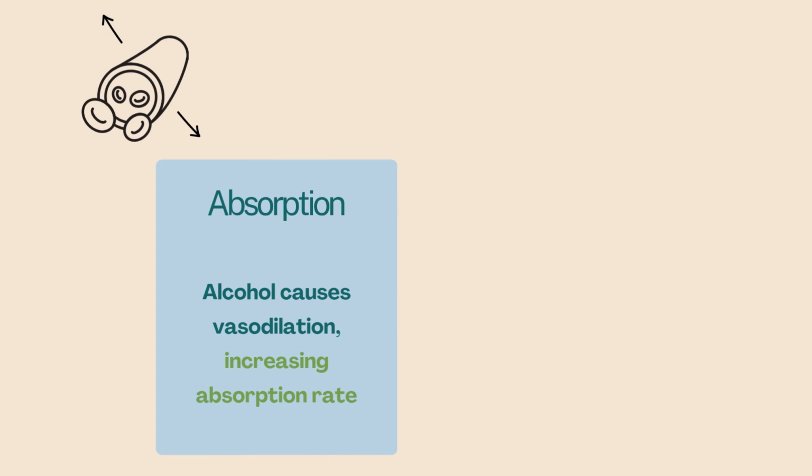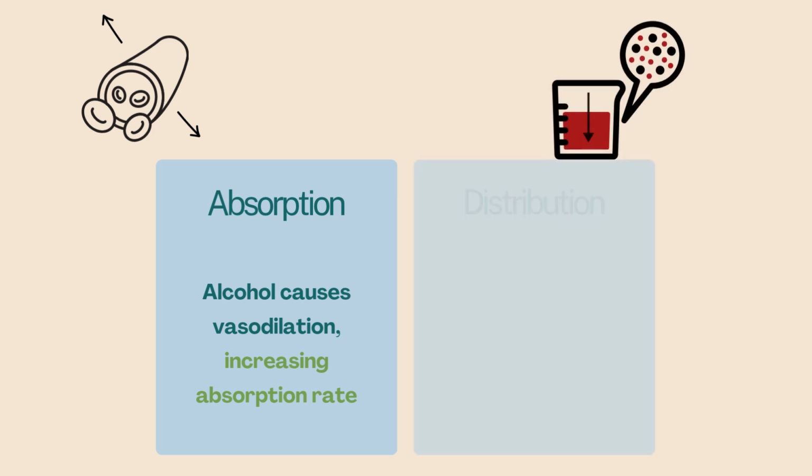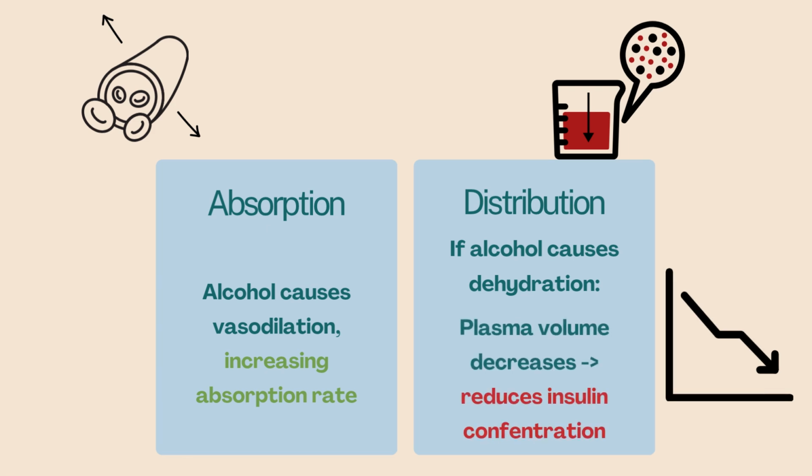Alcohol causes vasodilation of blood vessels via smooth muscle relaxation or inhibition of the sympathetic nervous system. This increases the absorption rate of insulin. For distribution of insulin, alcohol generally does not produce any significant effects. However, if the alcohol causes dehydration, the plasma volume in the blood decreases and as a result reduces the insulin concentration in the blood.